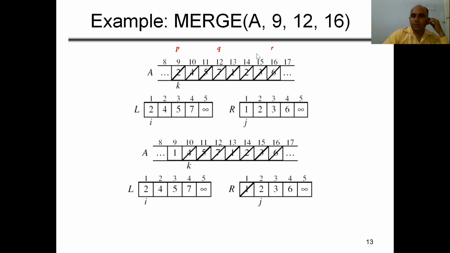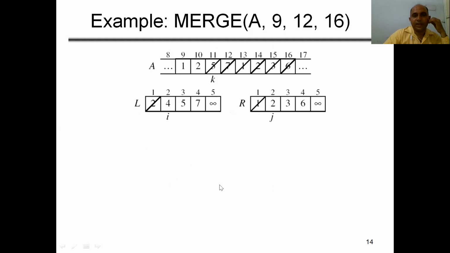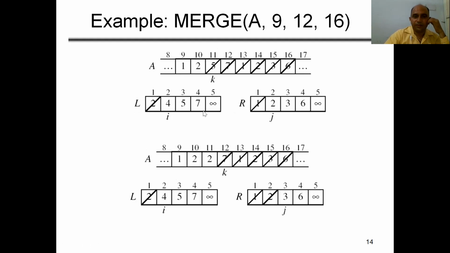Here we are merging the elements of array A, which has two sequences: one starting from 9 to 12, and the other from 13 to 16. We have copied the two subsequences into two temporary arrays L and R. Here we are comparing 2 and 1. Then 1 is less than 2, so 1 comes here. Then 2 is compared with 2, and in another step 2 comes here. When the other 2 is compared with 4, in the next step 2 comes here.